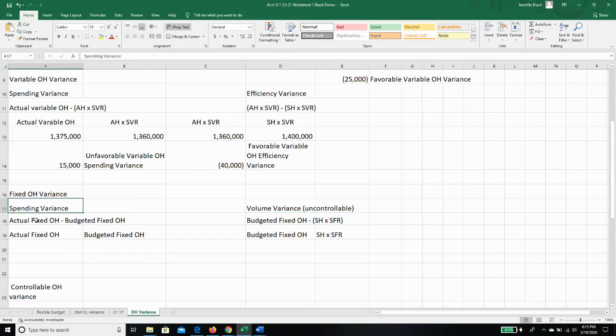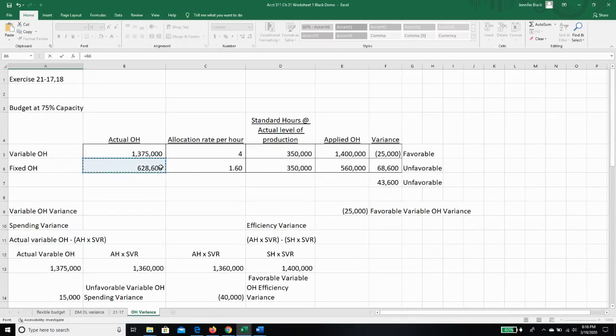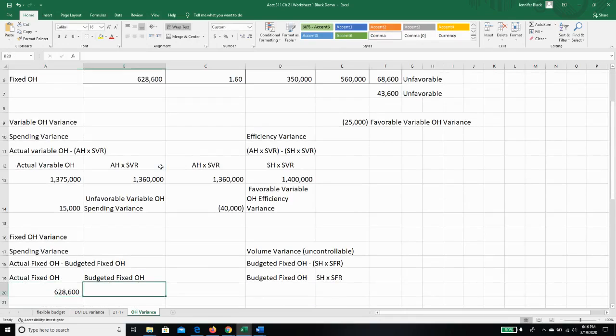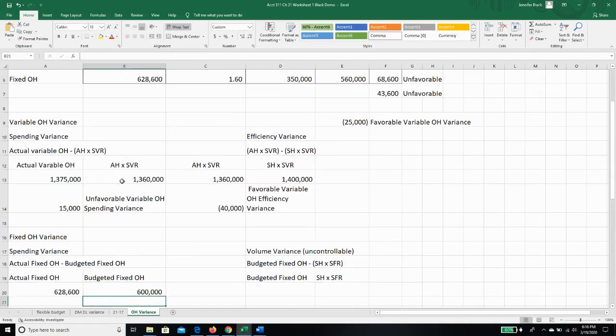So our spending variance is our actual fixed overhead minus our budgeted fixed overhead. Remember, our budgeted fixed overhead is what we expected it to be. Because fixed overhead doesn't change based on the number of units, we're going to do this in whole dollars rather than with a rate. And then we'll look at the rate when we come over to the volume variance. So our actual fixed overhead, we know that was 628,600. Our budgeted fixed overhead, if I go over to our budget, was 600,000.